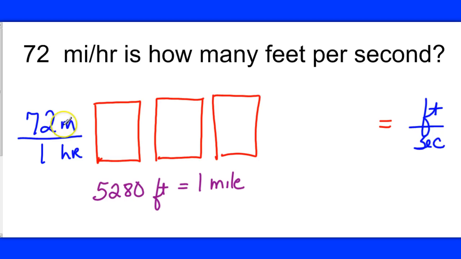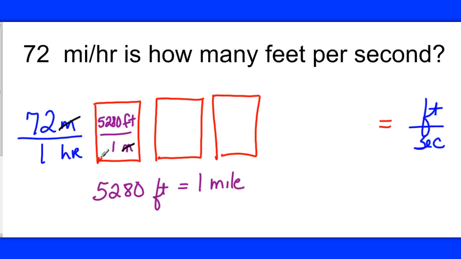Since miles is on the top here, then I know for this conversion I want to put miles on the bottom and then feet is going to go on the top. So now I just fill it in. 5,280 feet is 1 mile. Now what happens there is that the word mile cancels out with the word mile and I'm left with just feet on the top. So I'm finished with that part. Okay? Now I have to convert hours into seconds.